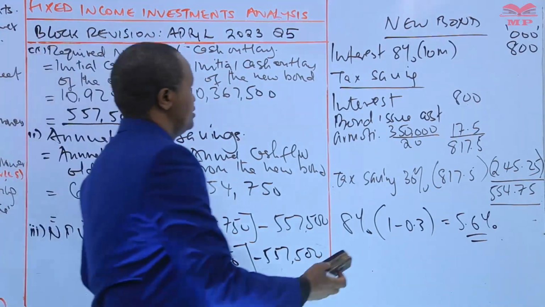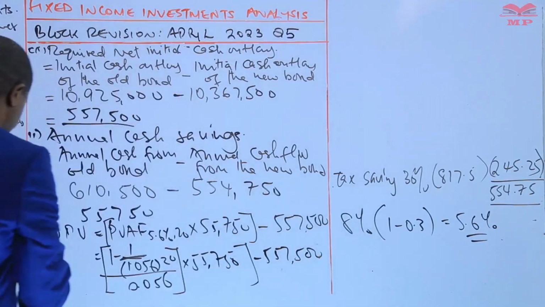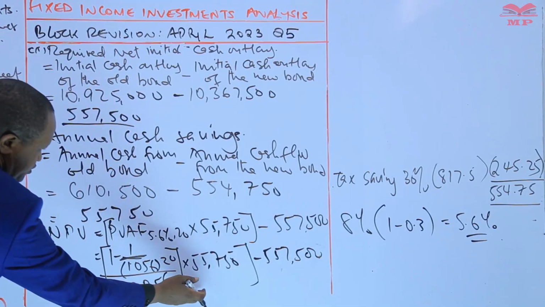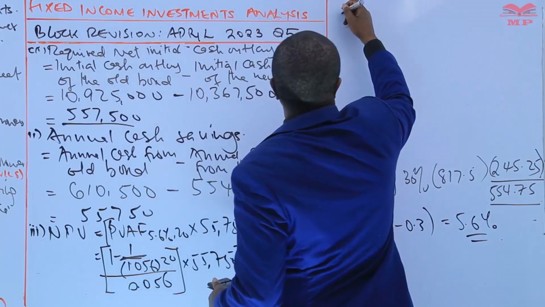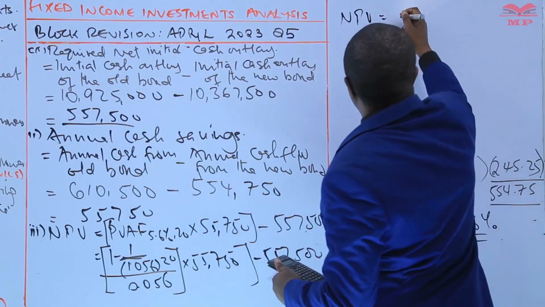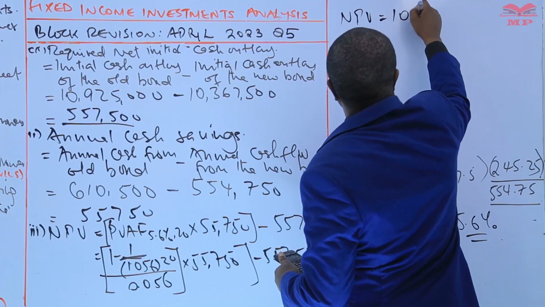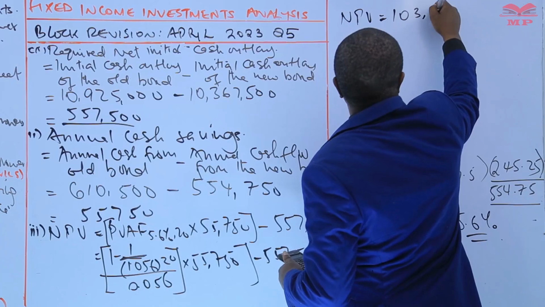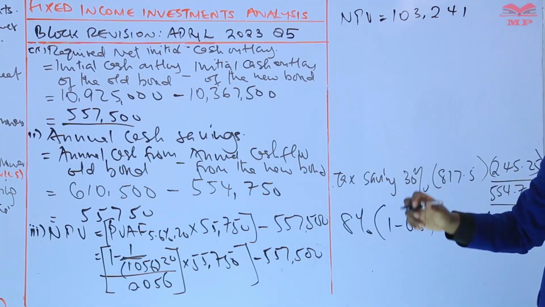So let me have it here. This will give us the NPV. The NPV will be positive, 103,241. That is the net present value.